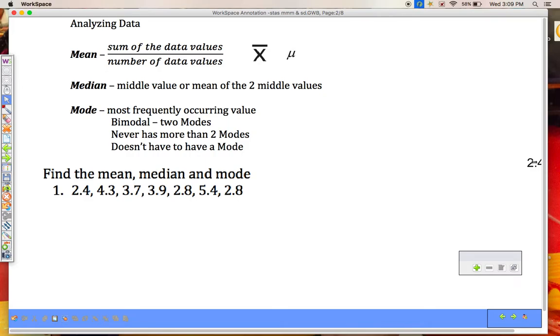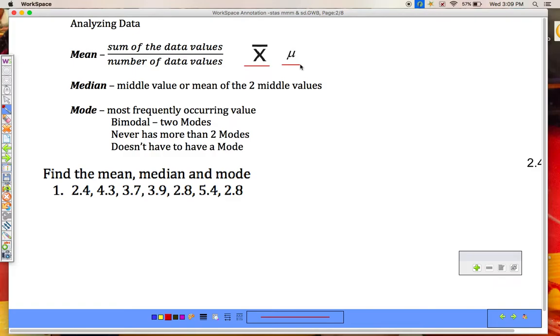The mean is the sum of the data values divided by the number of data values. Two symbols that denote the mean are x bar and mu, a little u. Mu is another Greek letter. These are just notation that tell you that you're trying to find the mean. Basic idea: add up all the numbers, divide by the total number of terms.